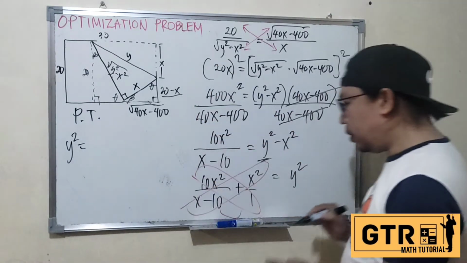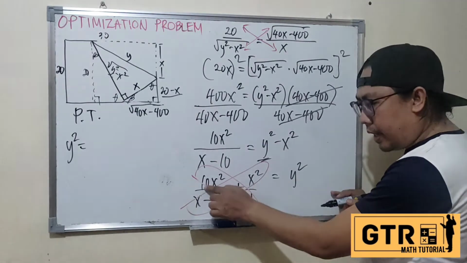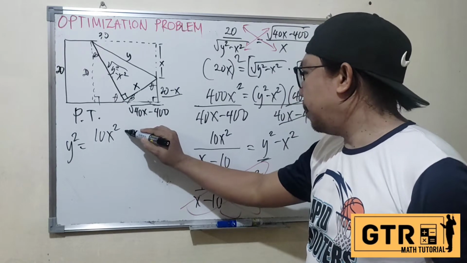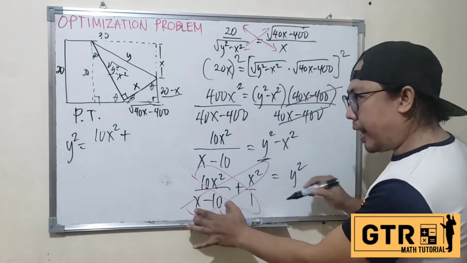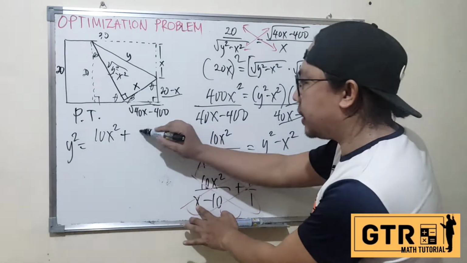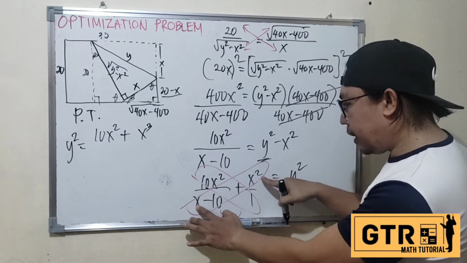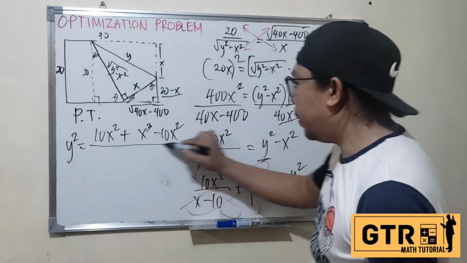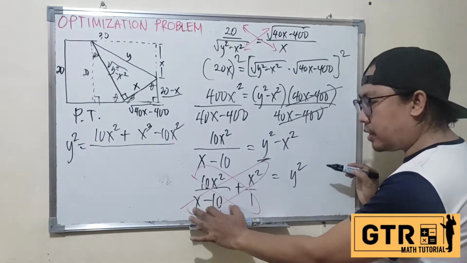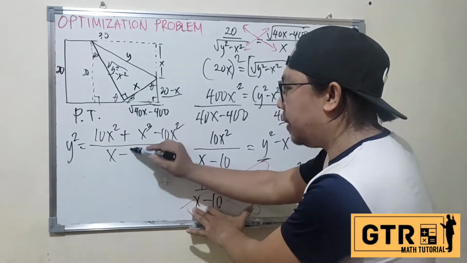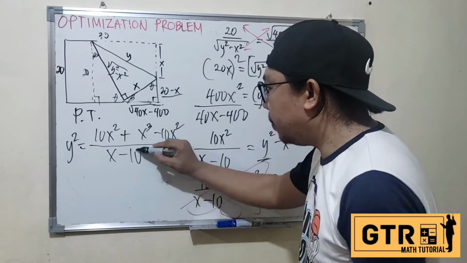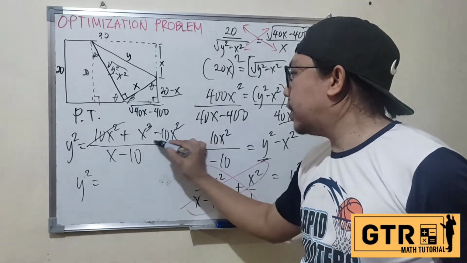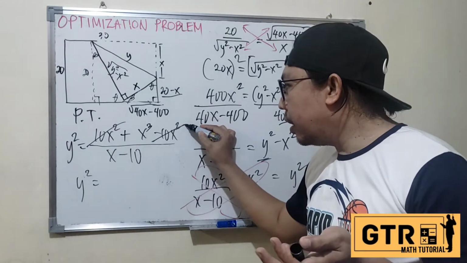Y squared is equal to, cross multiply, 10x squared times 1, so that is 10x squared, plus x times x squared, so that is x cubed, plus x squared times negative 10, so that is negative 10x squared, all over the denominator, x minus 10 times 1, so that's still x minus 10. And then simplify the numerator, combine like terms: 10x squared minus 10x squared is simply 0.